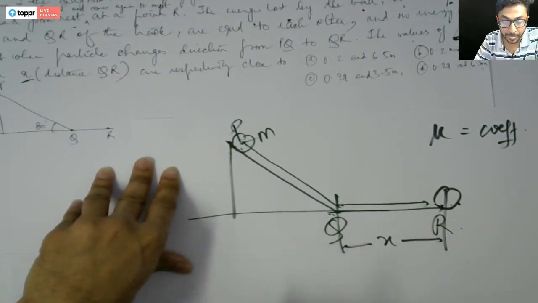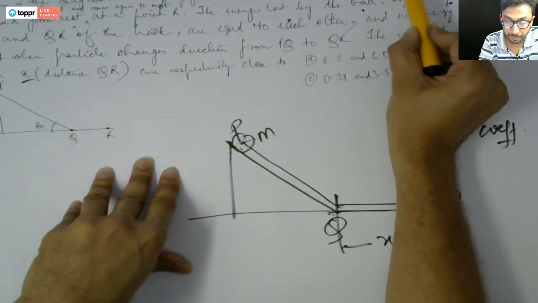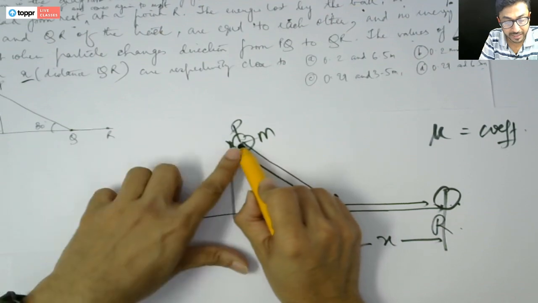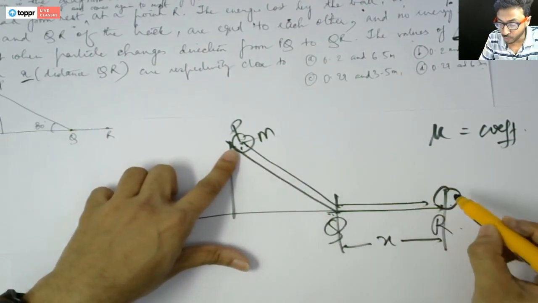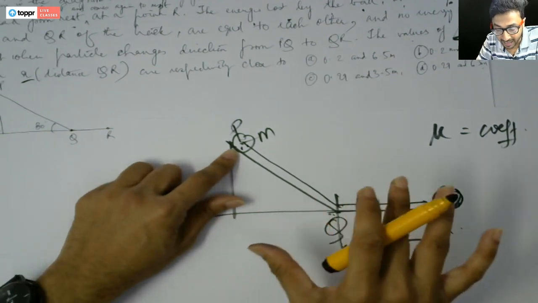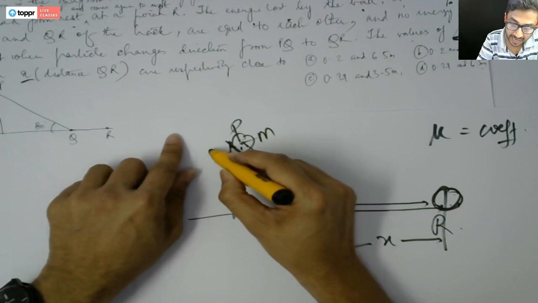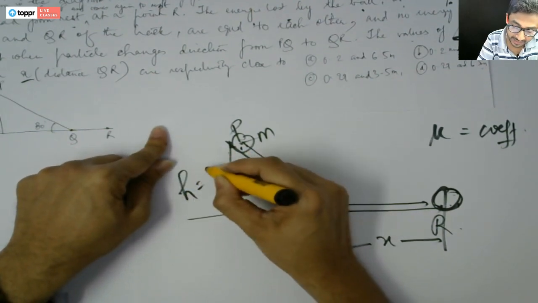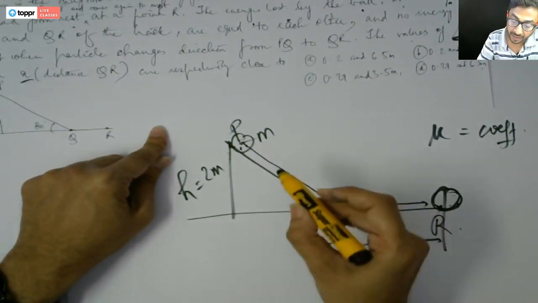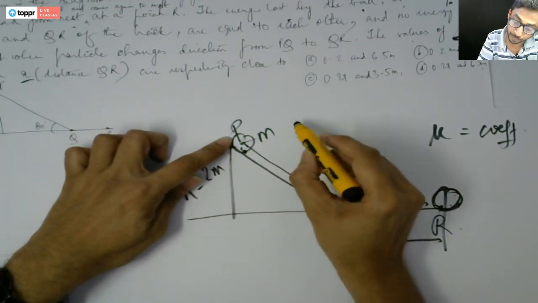Now, there are 2 points we need to note. First, the particle is released from rest and it is also again at rest at point R. If you try to analyze the whole problem, the body at height h, this height h is given as 2 meter, is definitely having potential energy.